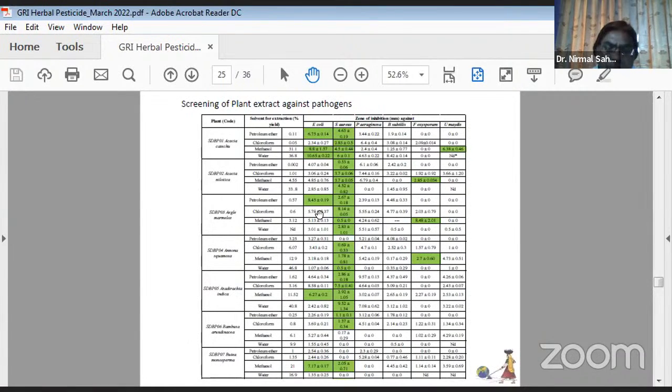Different kinds of pests were tested against different formulas, different extracts, and whichever was found effective, depending upon the inhibition efficacy, that means the millimeter measure of the halo region created on the plate, that is measured and reported. The colored one was showing the highest efficacy, so it was marked like that.